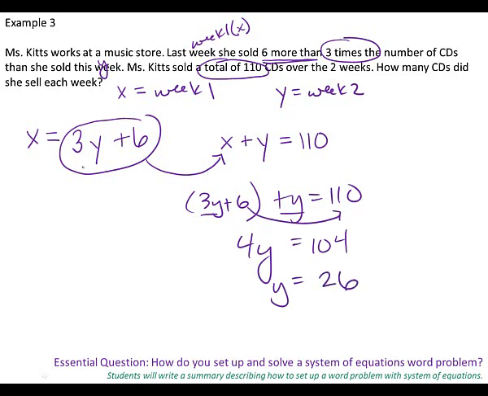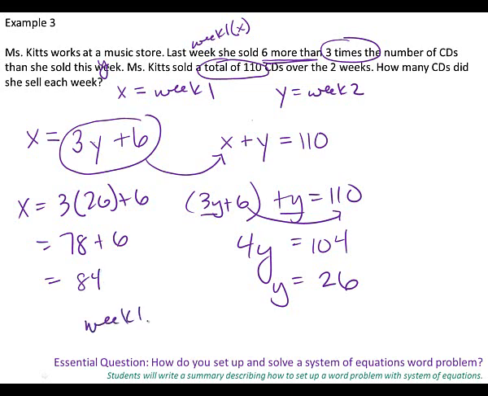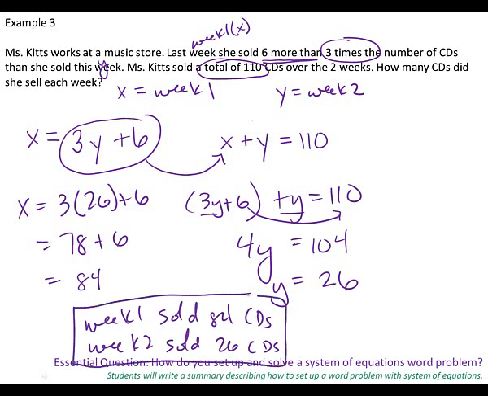26 for week 2. How do I get week 1? Plug in. Where am I going to plug in? The first one or the second one? Okay, first one. So 3 times 26 plus 6. All right, what's 3 times 26? 78 plus 6 ends up being what? 84. So we would say that week 1 sold 84 CDs and week 2 sold 26 CDs. Probably need to change it to downloads, right?